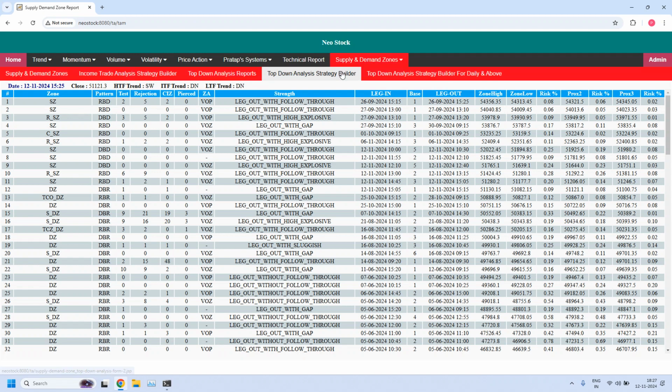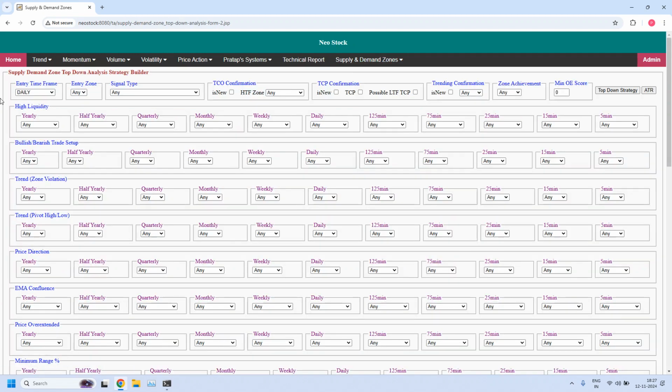The next set of reports are bullish and bearish trade setups for monthly, weekly and daily income trades. Let me start with the monthly income trade for bullish trade setup. Entry time frame is daily. Entry zone is demand zone. In bullish or bearish trade setup, entry time frame daily.